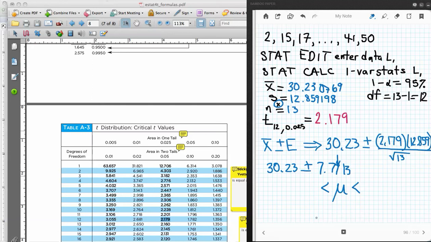So I'm going to get that my mean is going to get stuck between 30.23 minus 7.77, which gives me 22.5, and 30.23 plus 7.77, oops, I hit a wrong key, 30.23 plus 7.77, and that's going to give me 38. So I'll mark it down as 38.0.